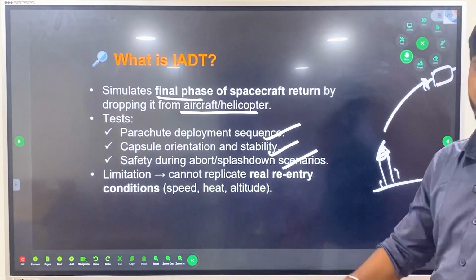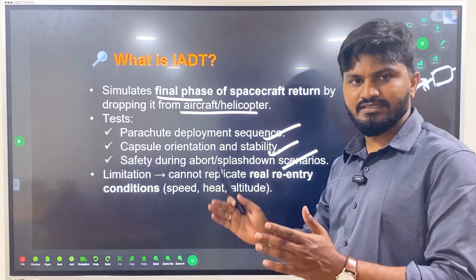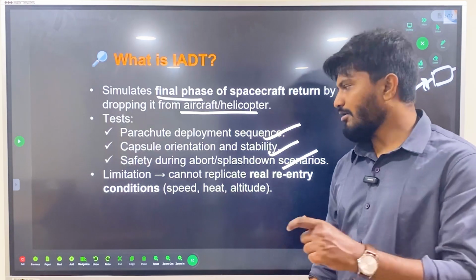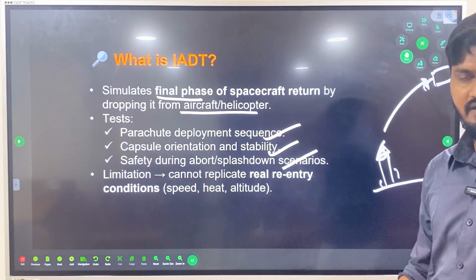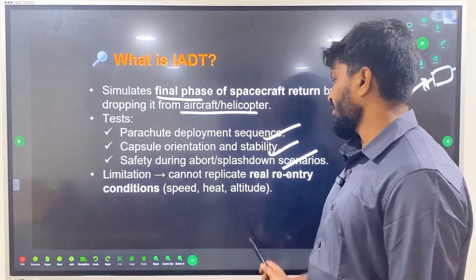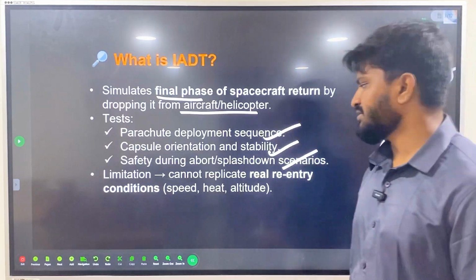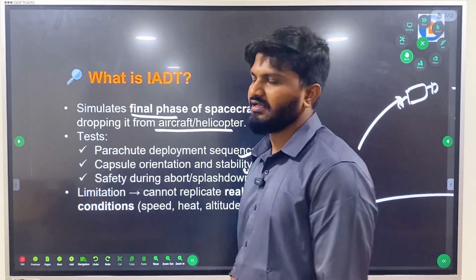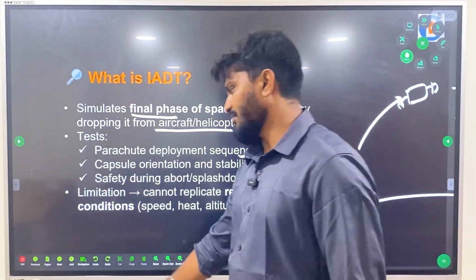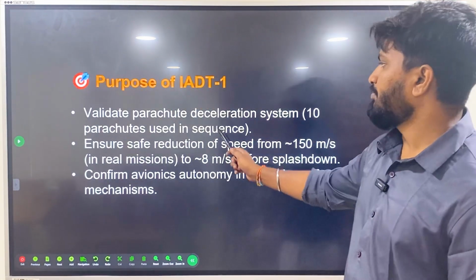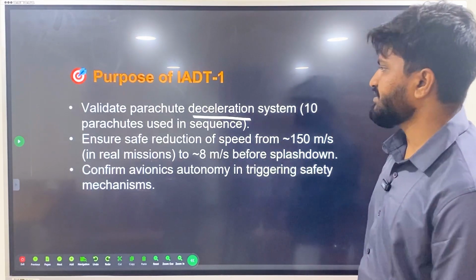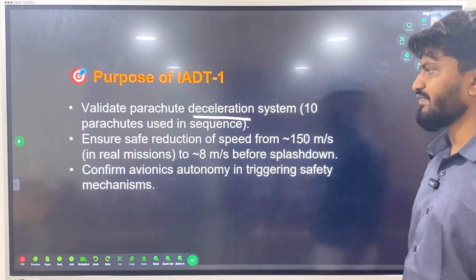First the parachute will open up, then capsule orientation, that is how you want to change the orientation, then the stability, and third is safety during the abort or splashdown scenario when they come down to Earth. Limitation: it cannot replicate real re-entry conditions. Speed, heat and altitude have to be taken into consideration, but that cannot be done because we are only doing the dummy stage. The purpose of IADT is to validate the parachute deceleration system, that is 10 parachutes used in sequence.